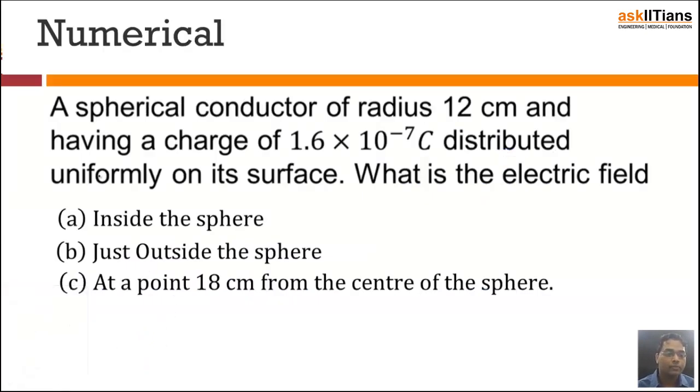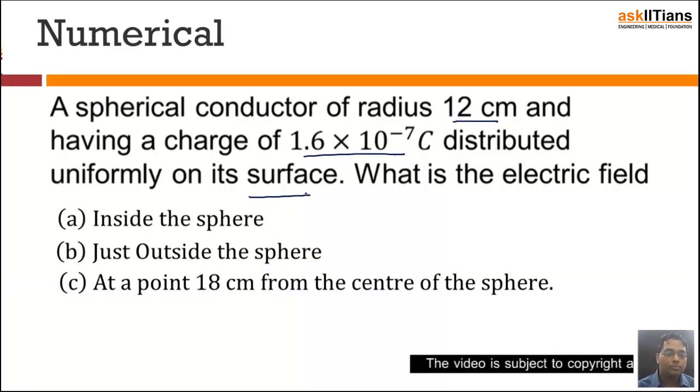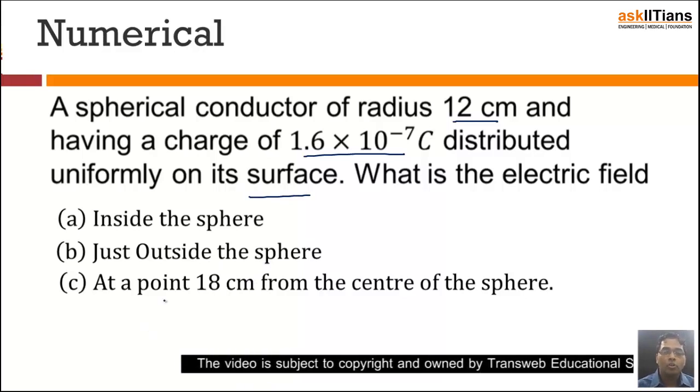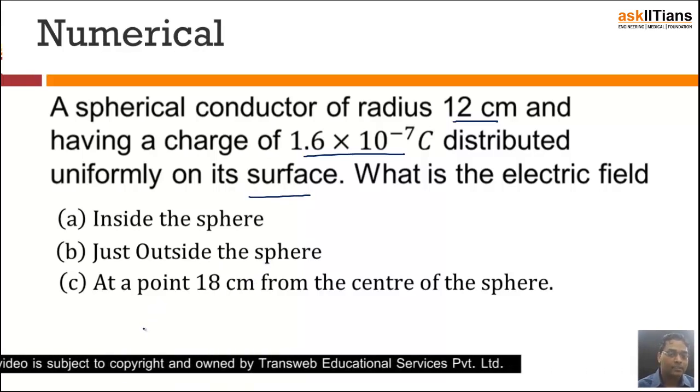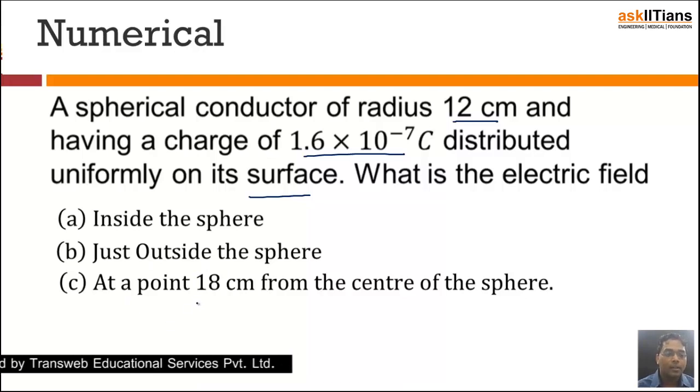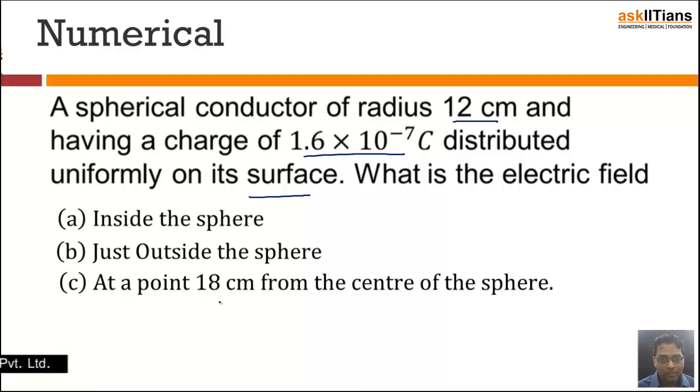So what we have here, it says a spherical conductor of radius 12 centimeters and having a charge 1.6 is distributed uniformly. So what is the electric field inside the sphere, just outside the sphere, and at a point 18 centimeters from the center of the sphere? So when we are talking about 18 centimeters, effectively it means that it is going out, right? So when we talk about the electric field, what is the expression of the electric field that we have?